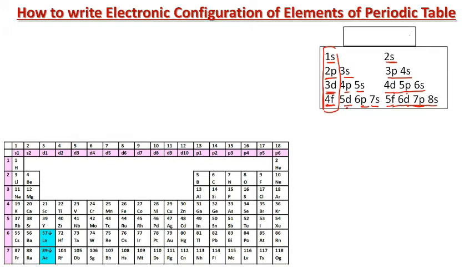The next thing to remember is the maximum number of electrons that can be accommodated in the s, p, d and f orbitals, that are 2, 6, 10 and 14. This can be calculated by the formula 2(2l plus 1), where l is the azimuthal quantum number, and the value of l is 0 for s, 1 for p, 2 for d and 3 for f. So you can calculate the maximum number of electrons accommodated by these orbitals.